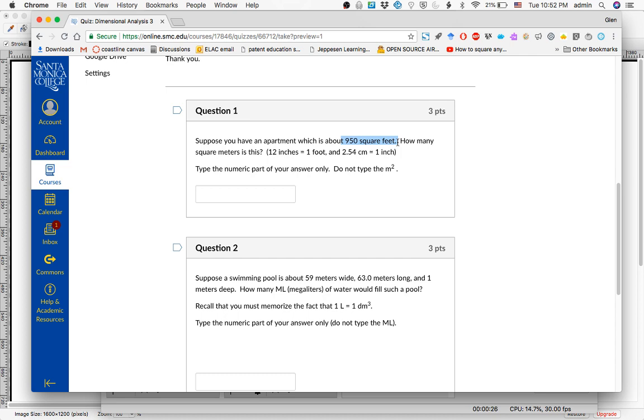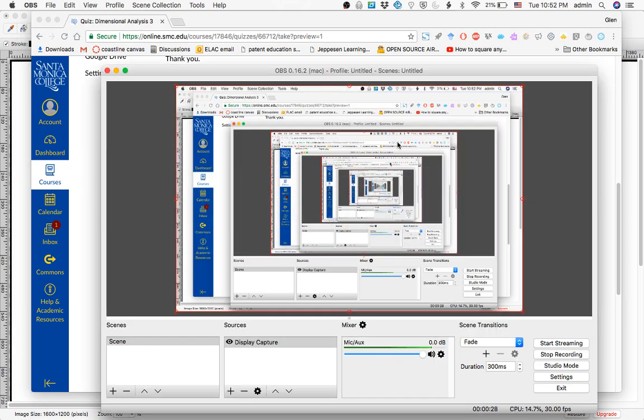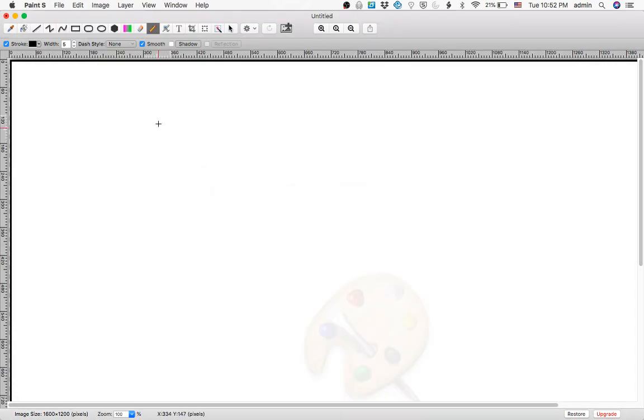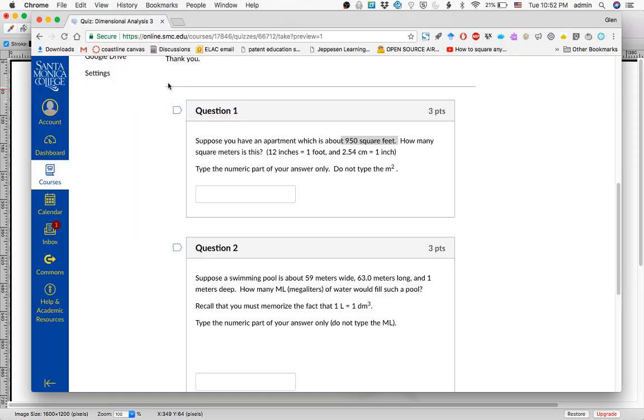You do not need to start with the data. You could start with what you want to end up with, the way I usually do, but you could also do it this way. 950 feet squared. All right. Now that data was not related to any number in the problem, so I'll just leave it there. And I want to convert this to what? I want to convert this to square meters.